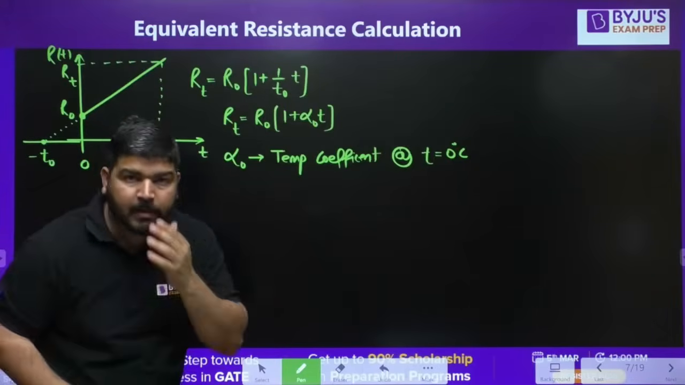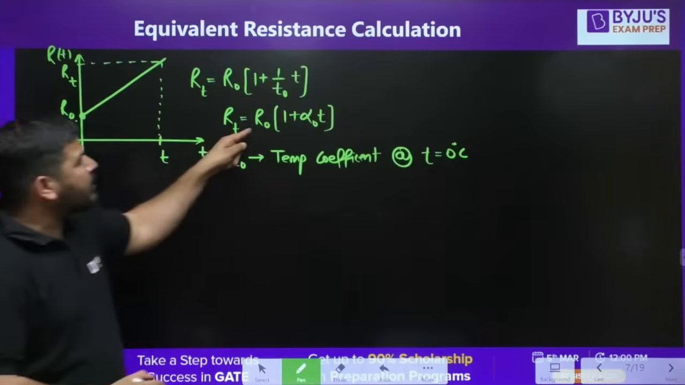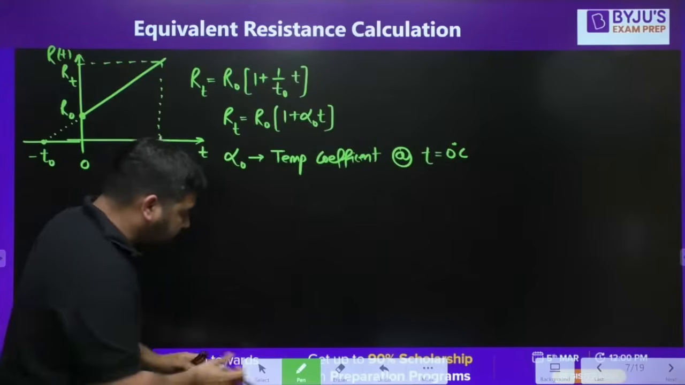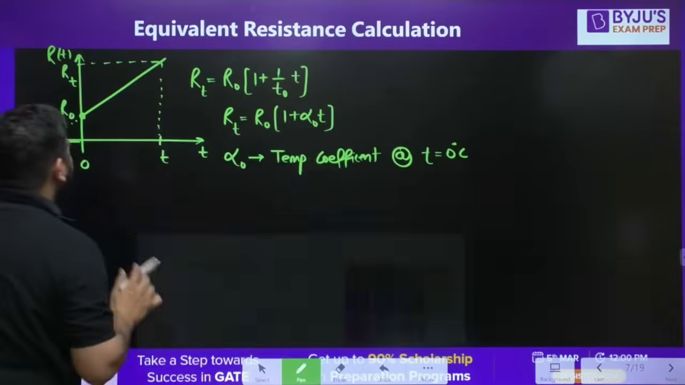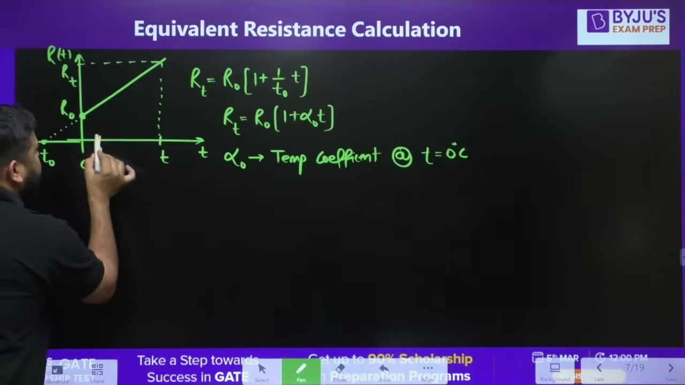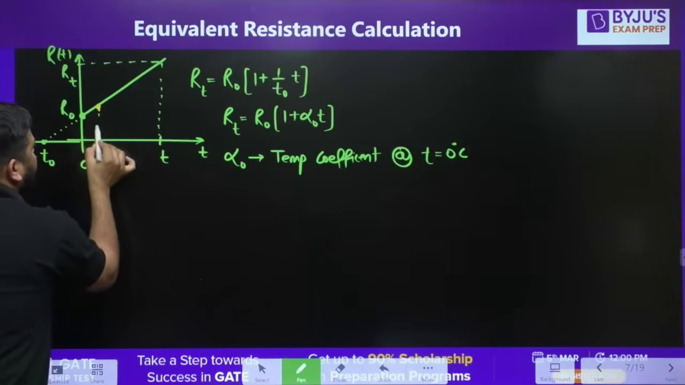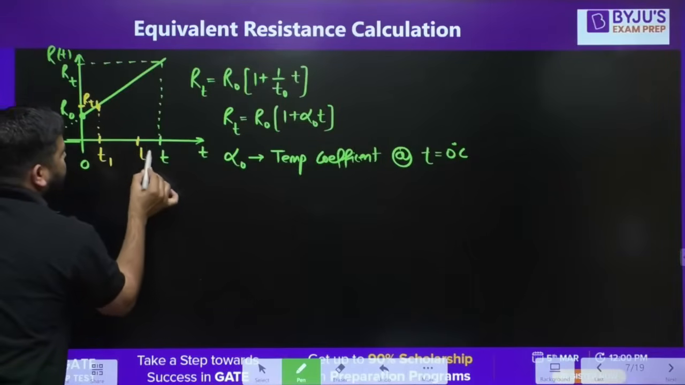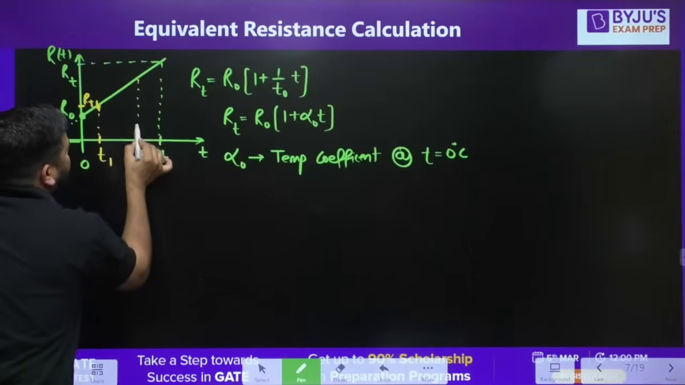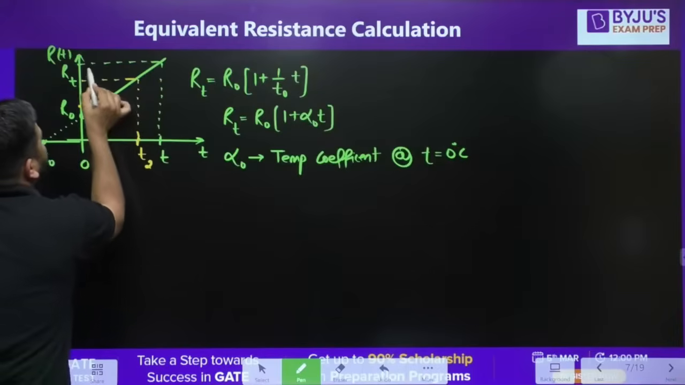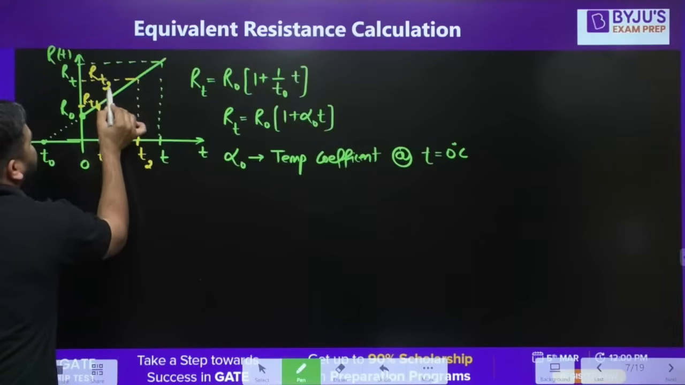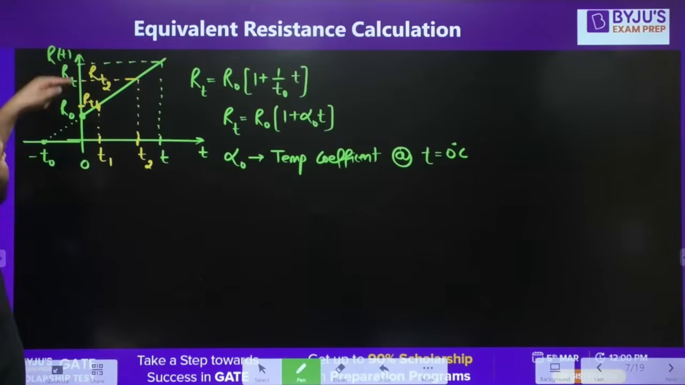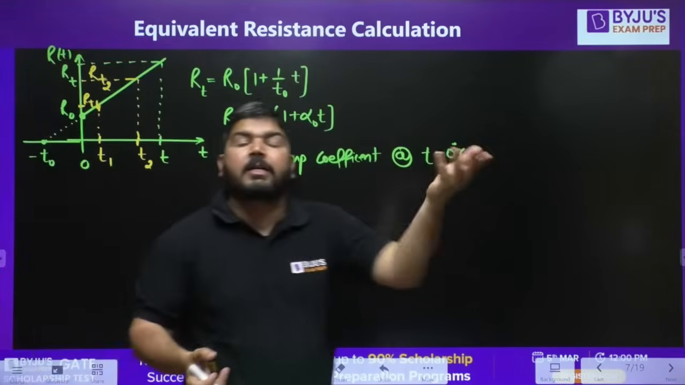It's easy peasy. But let's say you don't know this resistance at T equal to 0. R naught is unknown and alpha naught is unknown. What you know is, let's say, the resistance RT1 at temperature T1. And we need to calculate this RT2. How to calculate this RT2? It means you know the resistance value at temperature T1, and we need to calculate the resistance value at some other temperature T2.